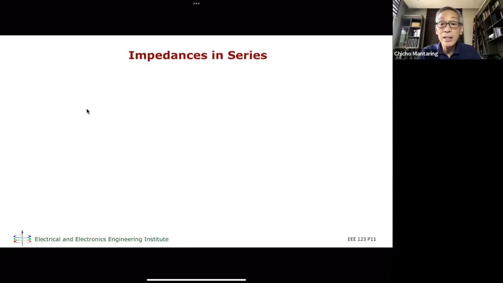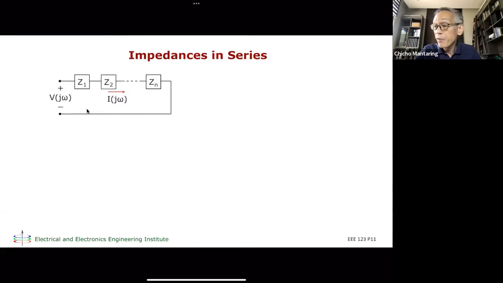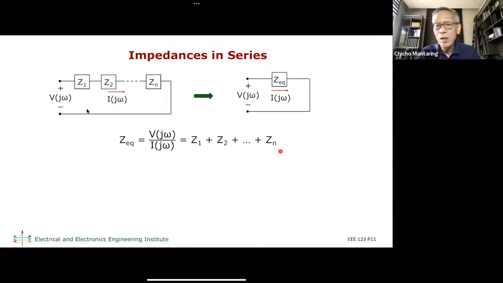So for example, impedances in series: if I have n impedances in series, and alam na ninyo anong ibig sabihin ng in series, then my equivalent impedance, if I were to simplify this into a single impedance, will just be the sum of all the individual impedances. Meaning to say, if this is the voltage across all my impedances, this is the current through all my impedances, the ratio of my voltage to current, which is Z equivalent, will just be equal to all of this. And that's very easy to show.